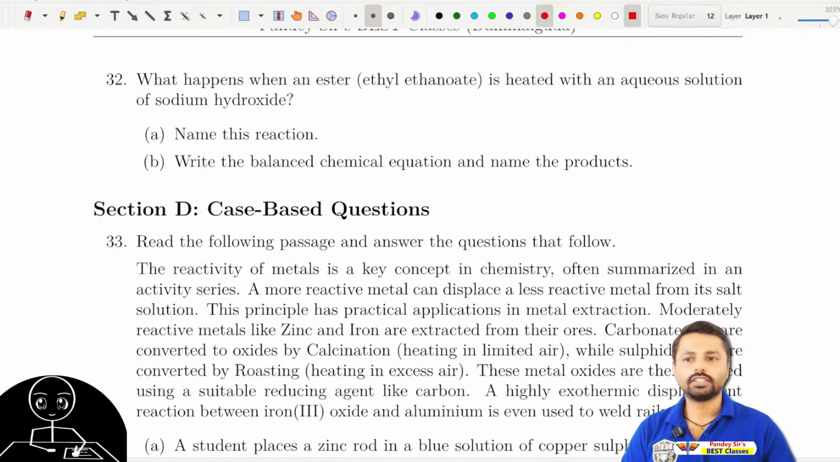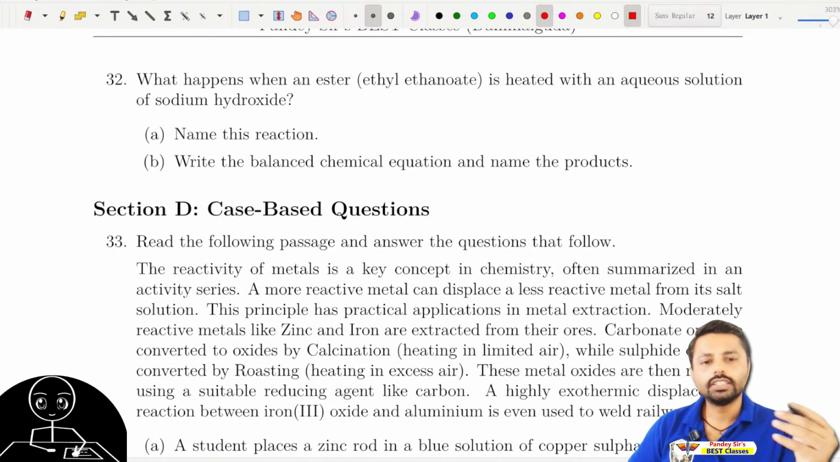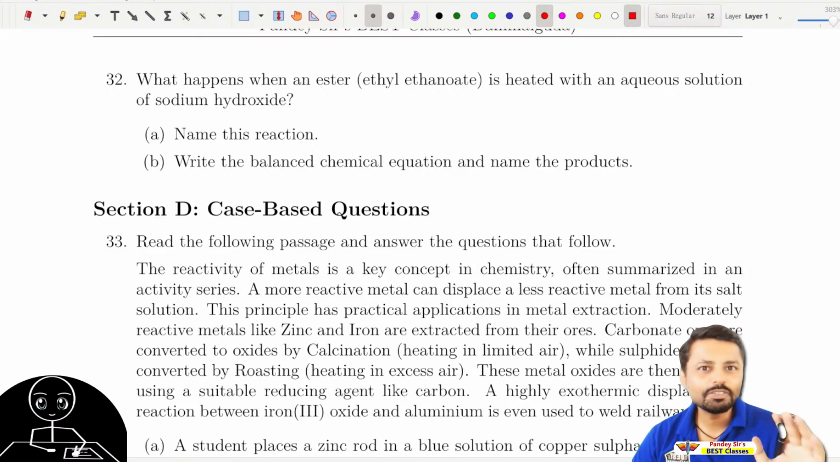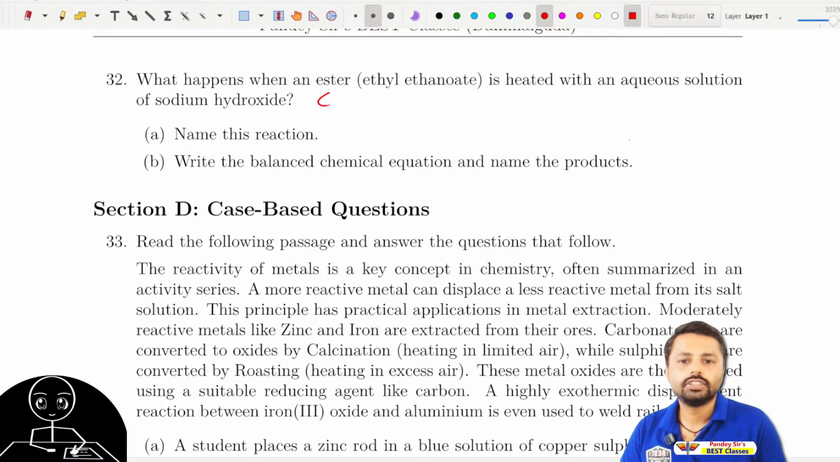Now the next question: what happens when an ester, ethyl ethanoate? Do you at least remember the formula of ethyl ethanoate? I'll give the formula as a clue so that you will be able to answer it. CH3COO C2H5, ethyl ethanoate.